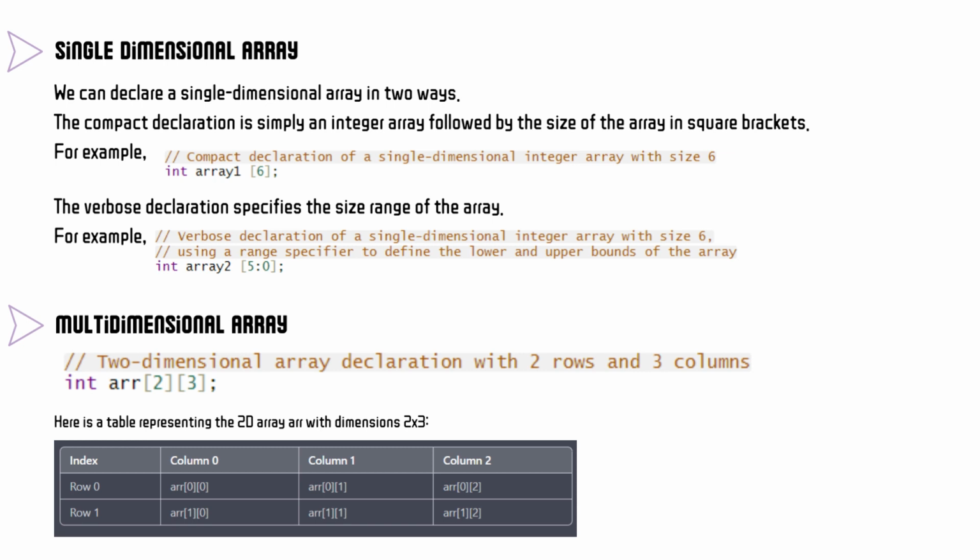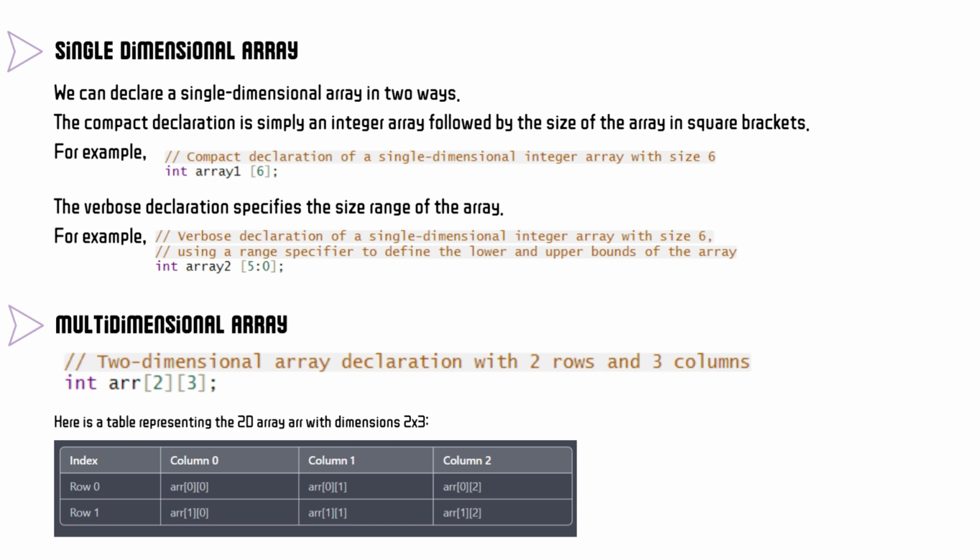Multidimensional arrays are an array of arrays. We can create a 2-dimensional array with the syntax int array [2][3]. This array has a total of 2 times 3 equals 6 elements. A 2-dimensional array is an array of arrays. The array with dimensions 2 times 3 means that there are 2 rows and 3 columns.